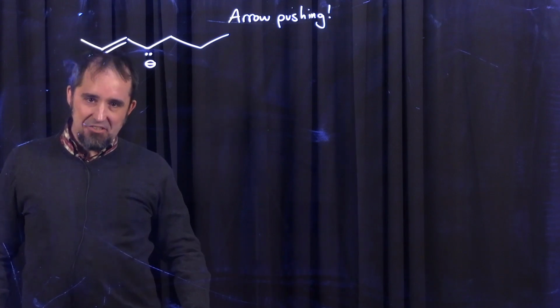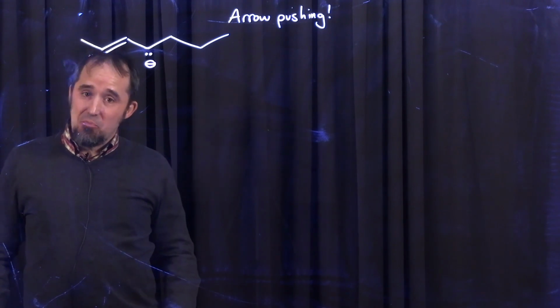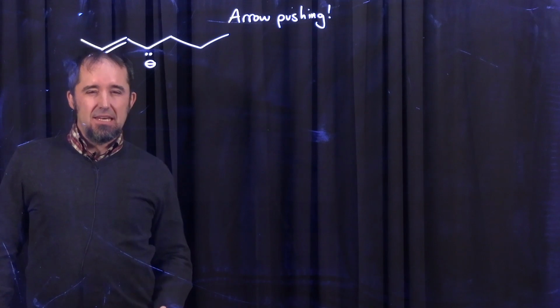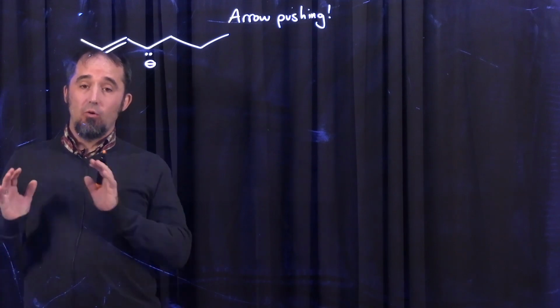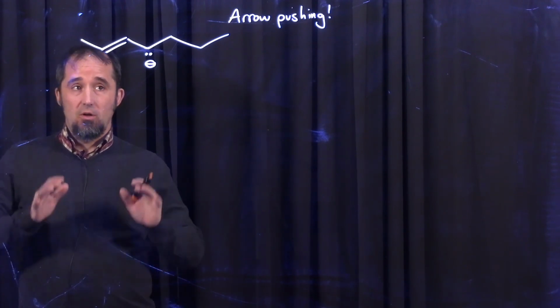Back to language development with Stefan. Today we're talking about arrow pushing. Arrow pushing is a way for us to kind of bookkeep to get ourselves from one resonance structure to another resonance structure. So here we go.